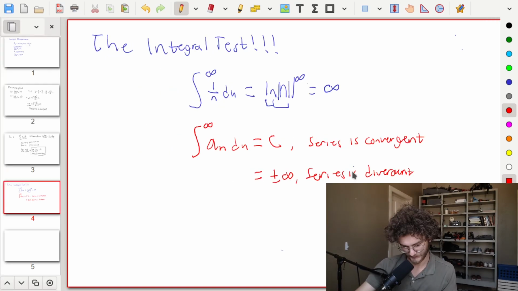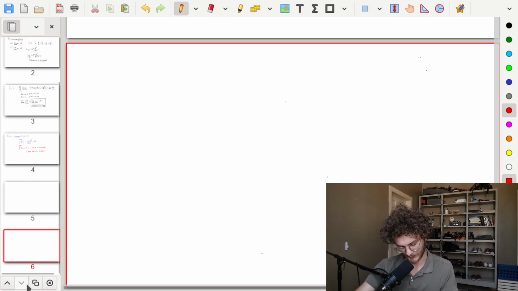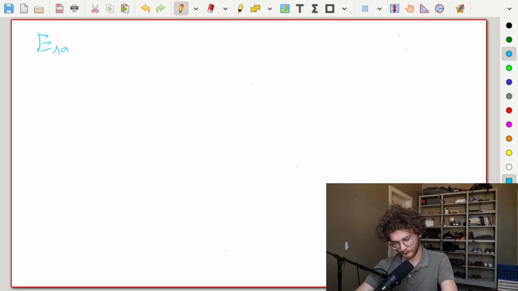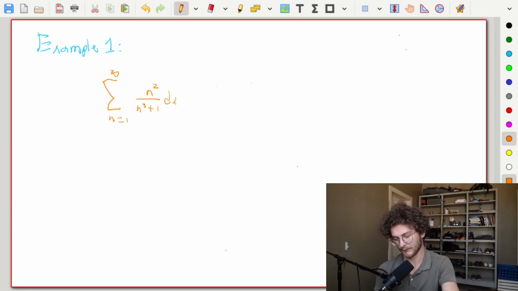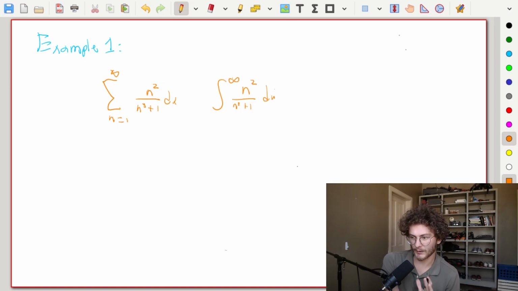Time to press F12 and duplicate the slides. Example 1. If we take the sum of n equals 1 to infinity of n squared over n cubed plus 1. Now let's do the integral. We want the integral of n squared over n cubed plus 1 dn. Now we can use u-substitution, but I'm going to use u-substitution in kind of a specific way that I was taught that I think is kind of cool.